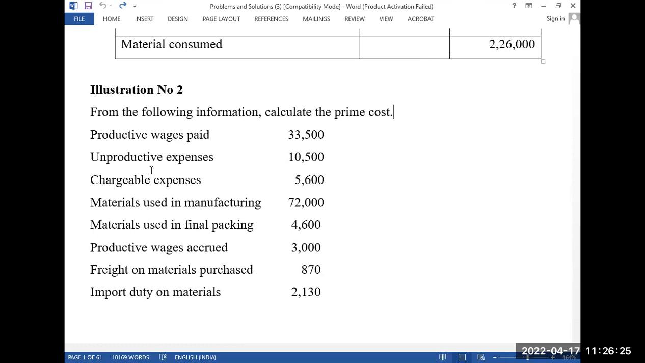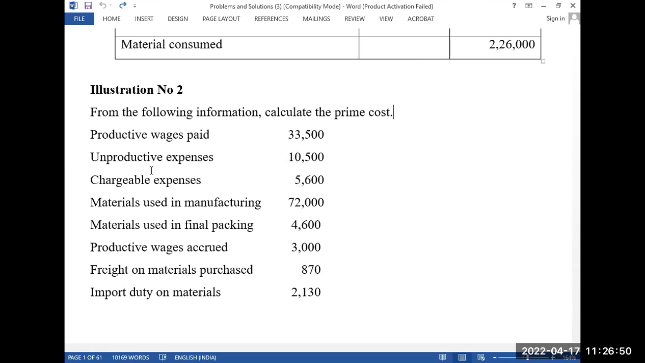That means accrued means what? People have worked for you, but you did not pay the wage. But both together is the cost. Whether you pay or not does not matter now. Anyhow, you are going to pay. So the total wages is 33,500 plus 3,000, so 36,500. Freight on purchased material you have to add to the material cost.